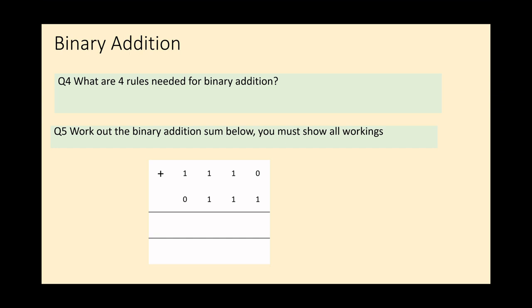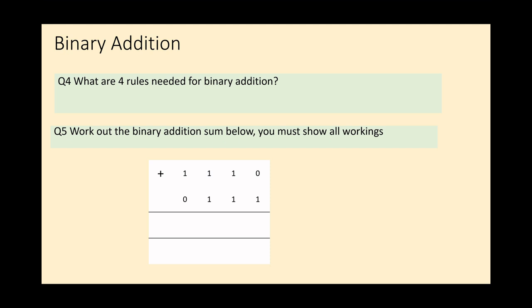Okay, question 4 and 5, all about binary addition. We've got question 4, what are the 4 rules needed for binary addition? And question 5, work out the binary addition sum below. You must show all workings. So pause the video now, have a go at your answers, come back, play the video through, see how you do.